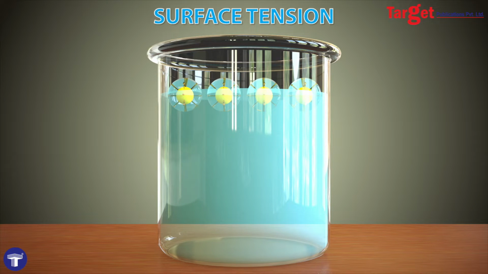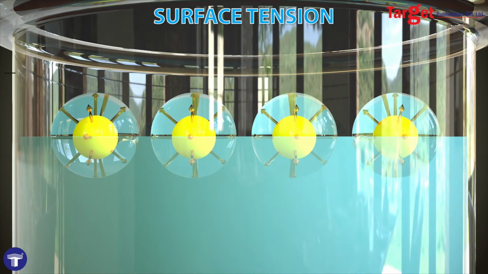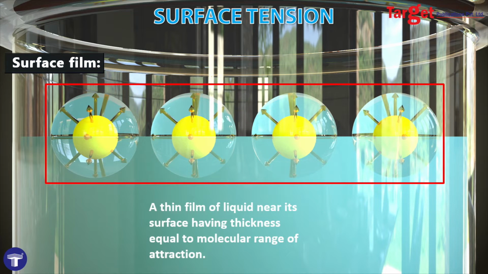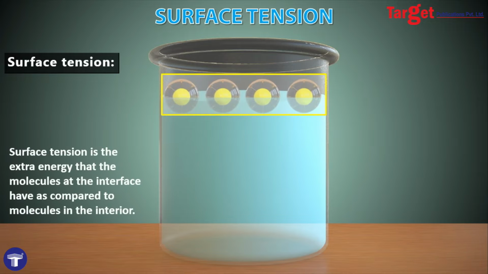Finally, then we ask, what exactly is a surface? The surface is defined by understanding the surface film. By definition, it is a thin film of liquid near the surface having thickness equal to the molecular range of attraction. Surface tension is then associated with the extra energy that the molecules at the surface have as compared to molecules in the interior.